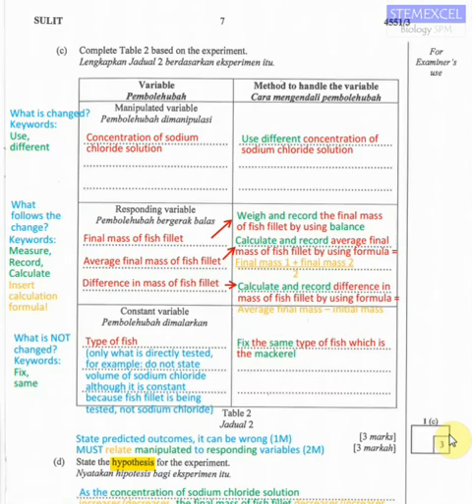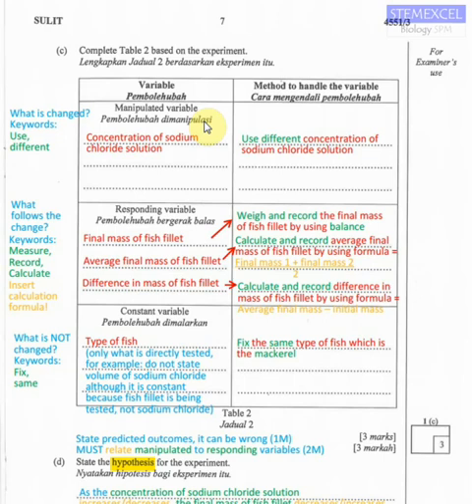Next, you will be required to state the 3 different variables for this experiment. So the first variable that you need to put is the manipulated variable, followed by the responding variable, and you also need to state what is the constant variable. Manipulated variable means what has changed in the experiment. As for the responding variable, it means what are the changes that follow after you change your manipulated variable, and constant variable means what is not changed throughout the experiment.